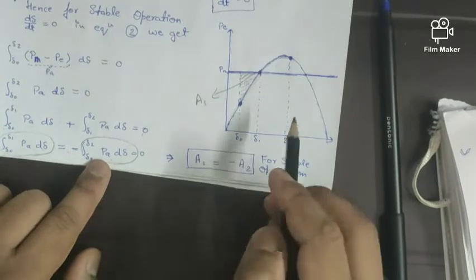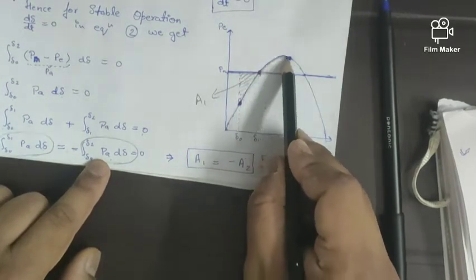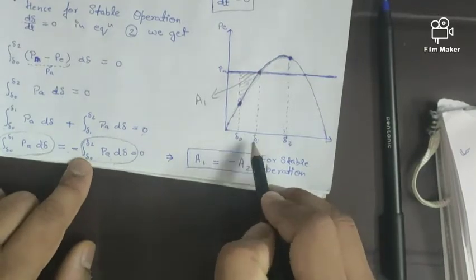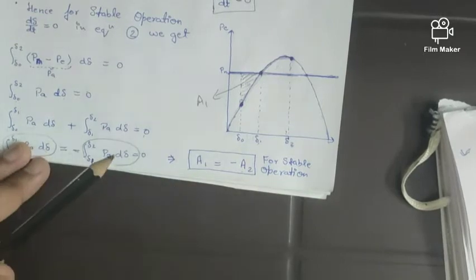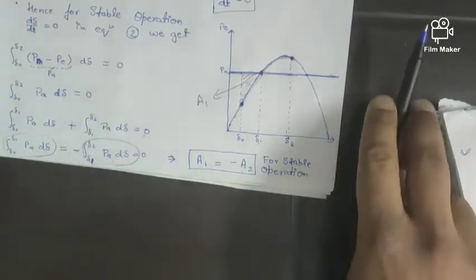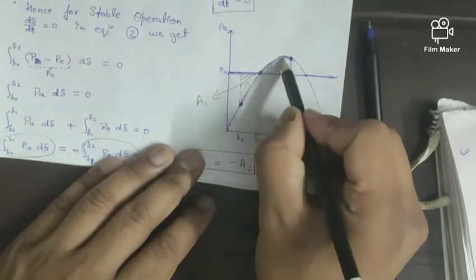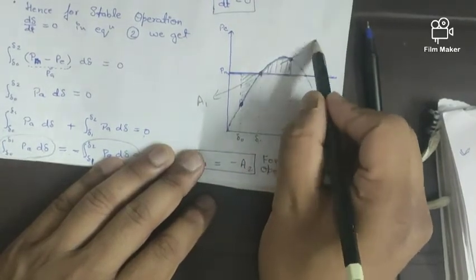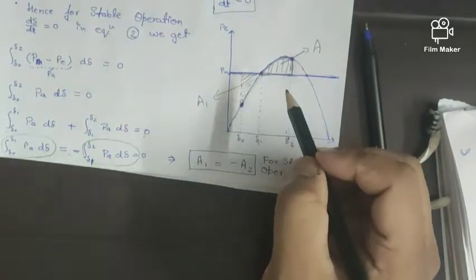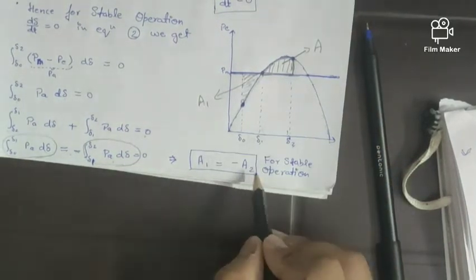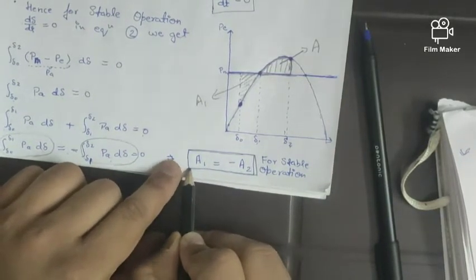and integration of this accelerating power, which is P mechanical minus P electrical, between delta 1, this will be delta 1, to delta 2 will give area under this curve. Okay, so this is area A2. This area is A2. So here we can see this will be the condition for stable operation. This is the equal area criteria.